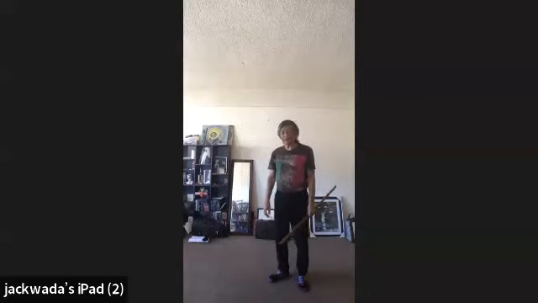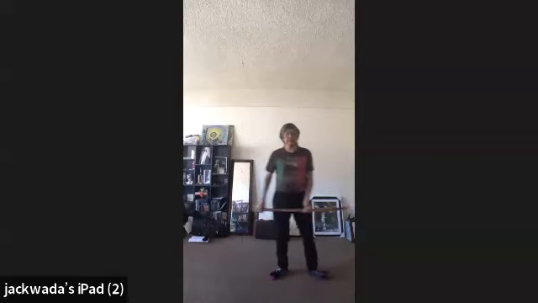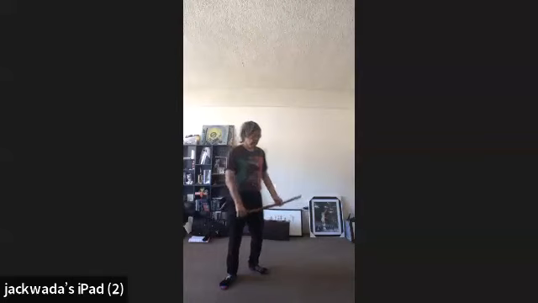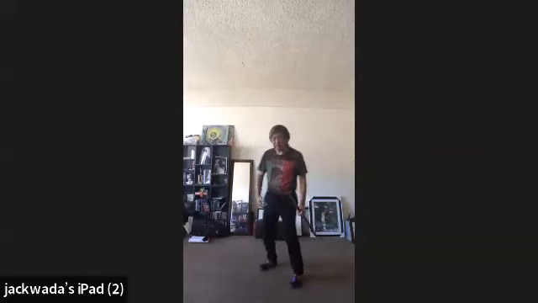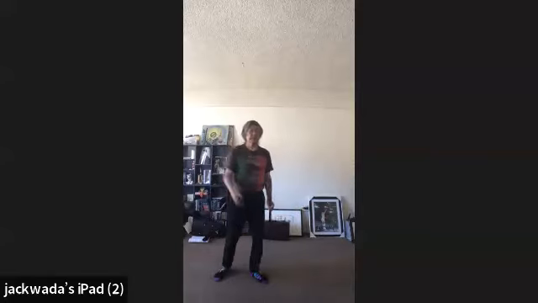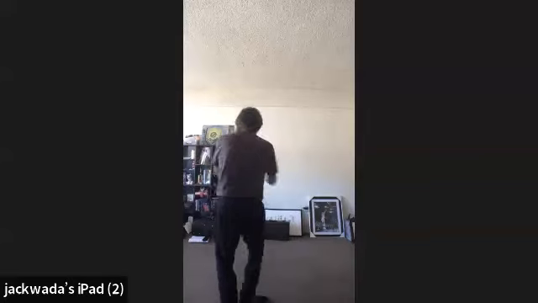Yesterday, we were working on what we call the cross step, the cross step in class.